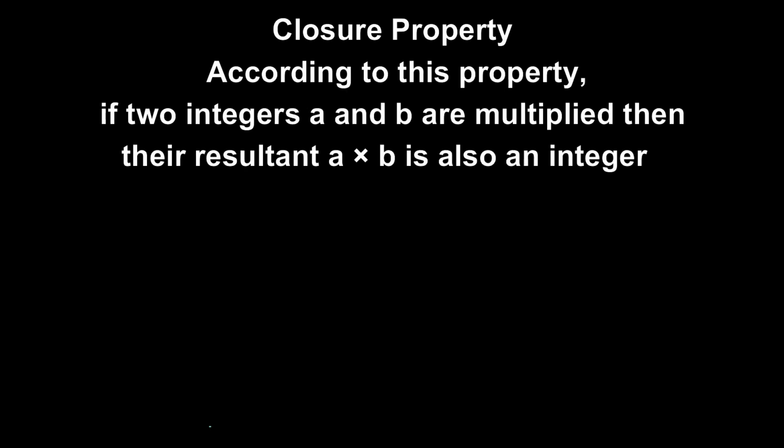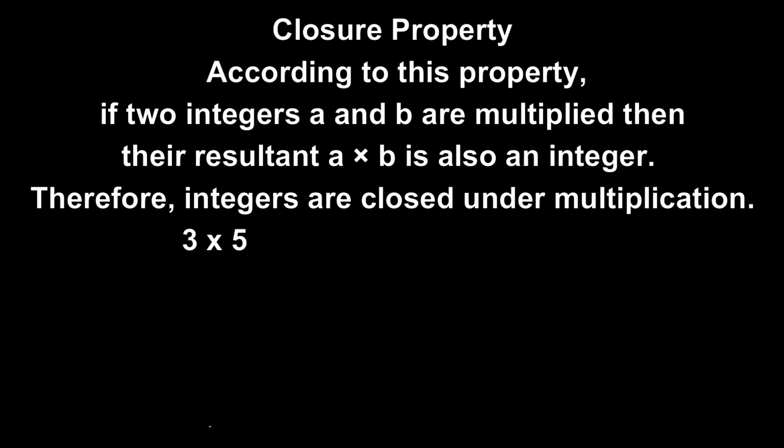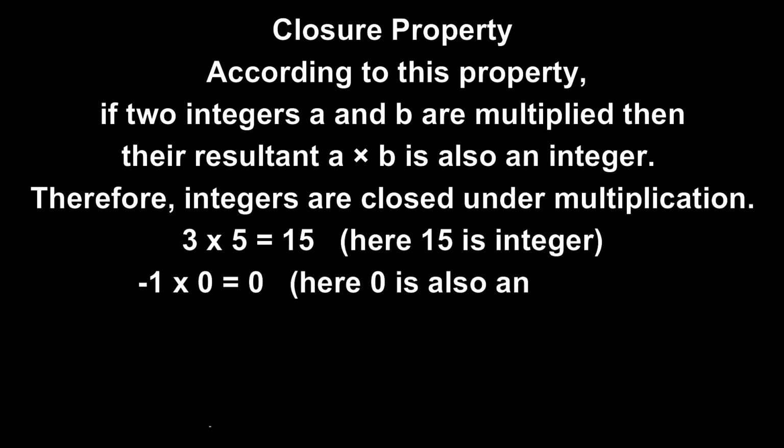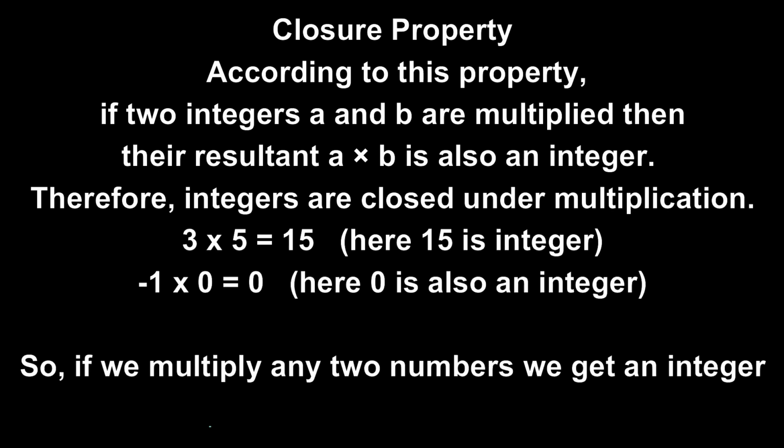Next, closure property for multiplication. According to this property, if two integers a and b are multiplied, then the resultant a multiplied by b is also an integer. Therefore, integers are closed under multiplication. It means that whenever we multiply any two integers, the answer is also going to come as an integer. That is the meaning of this line, that integers are closed under multiplication.